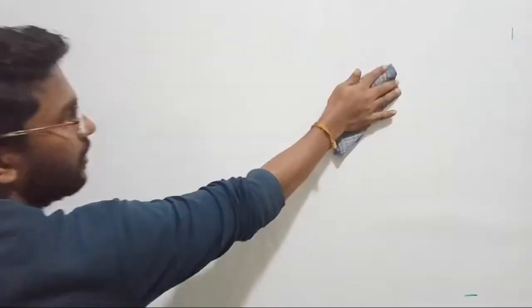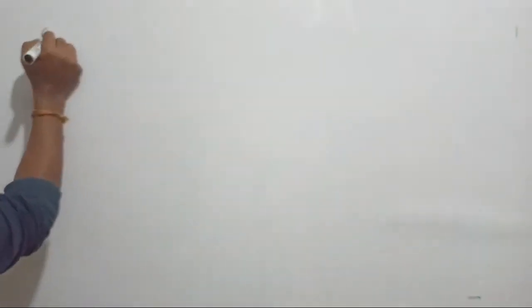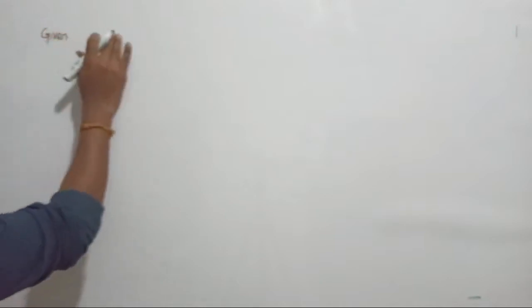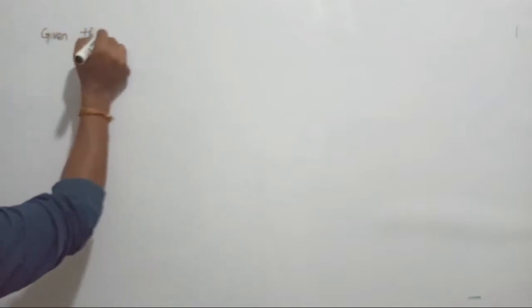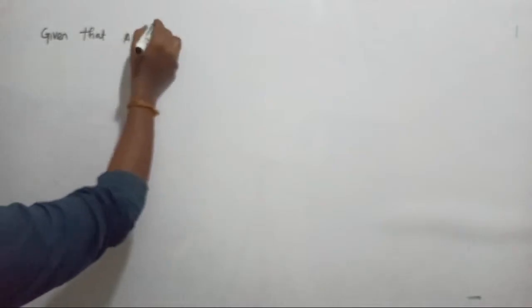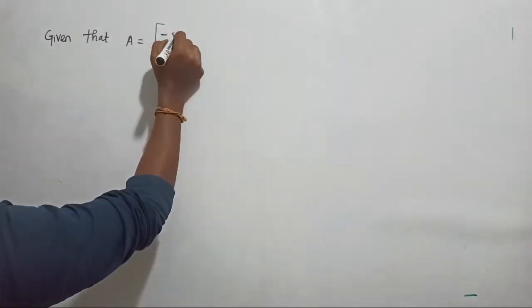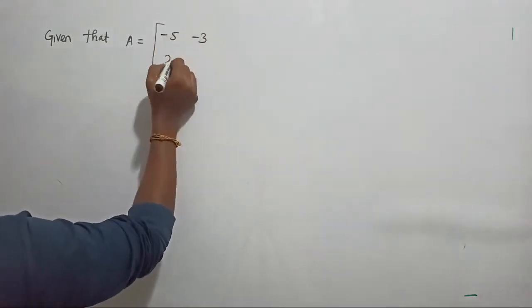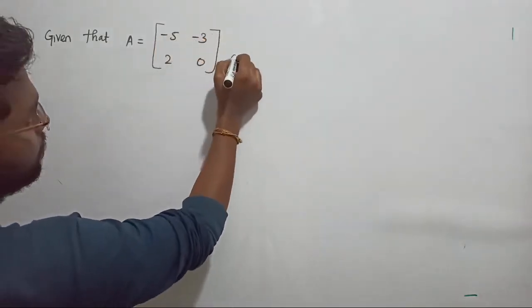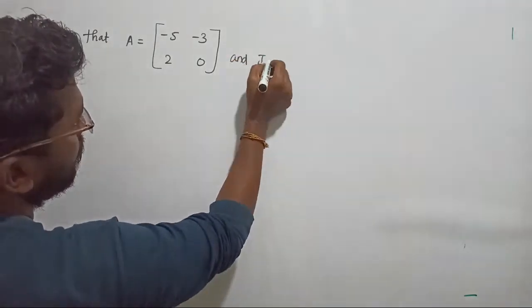It depends on the Cayley-Hamilton theorem. The next question is, the question is given that, please write down the statement. Question is given that matrix A is equal to minus 5, minus 3, 2, 0, and I is equal to I.